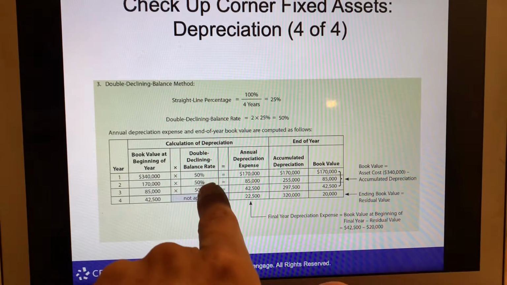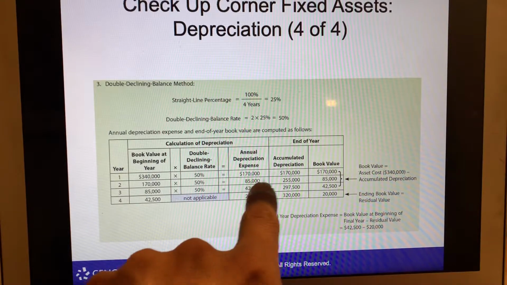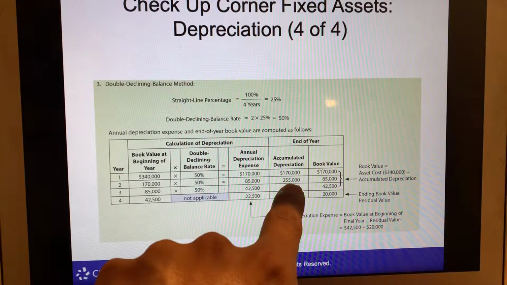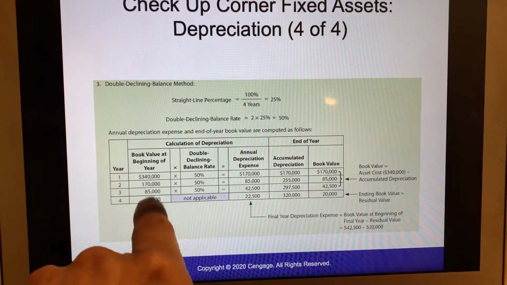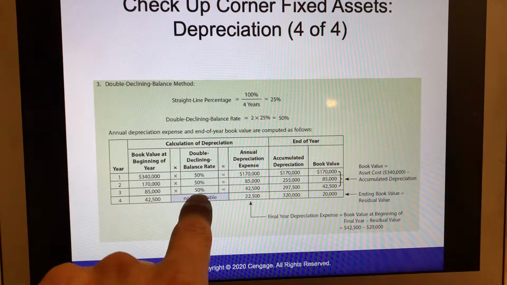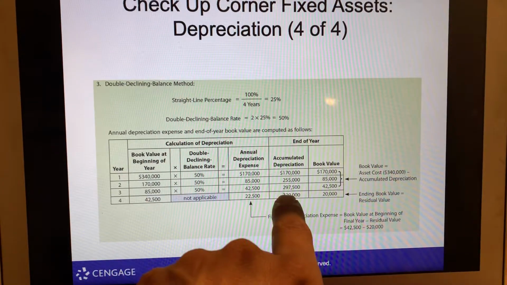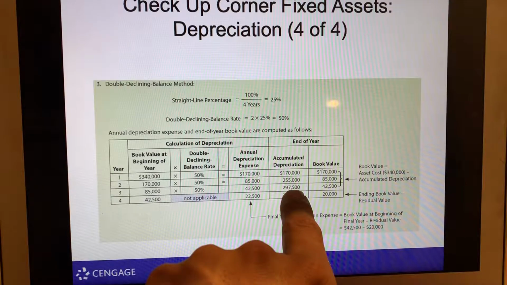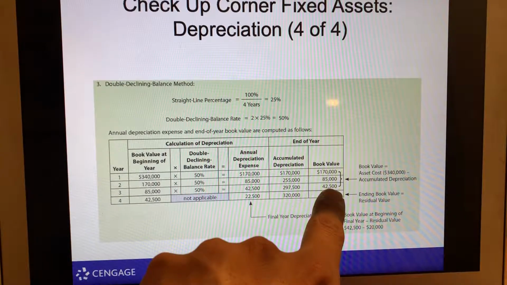170 takes us to, we'll depreciate 85,000. So our accumulated depreciation is 255,000. Book value is now 85,000. Now we bring that 85,000 down here, and we times it by 50%, and we get 42,500. So our accumulated depreciation is now 297,500. Book value is at 42,500.